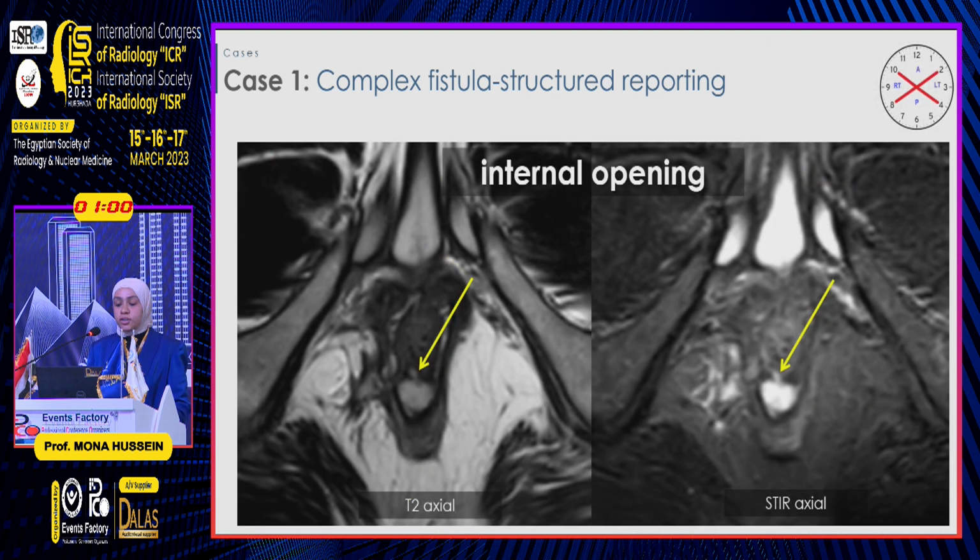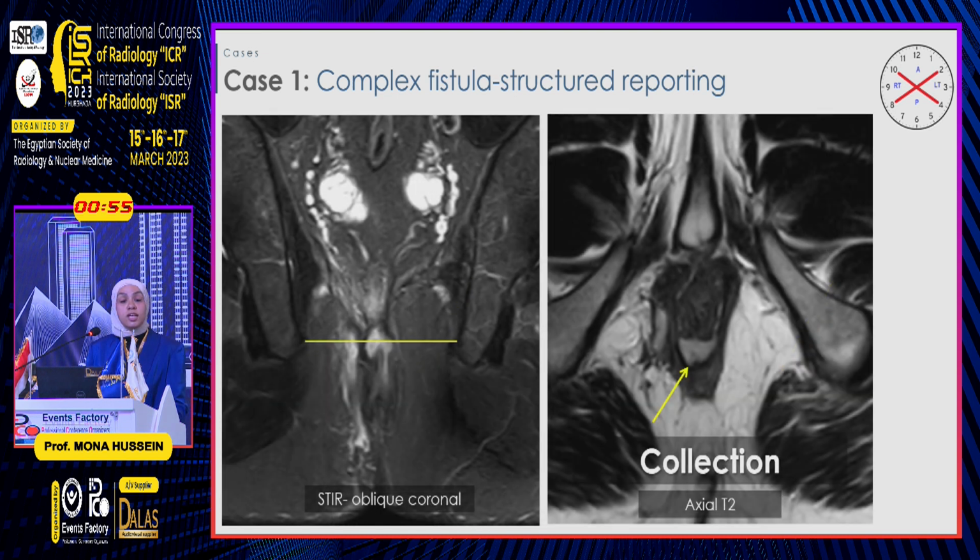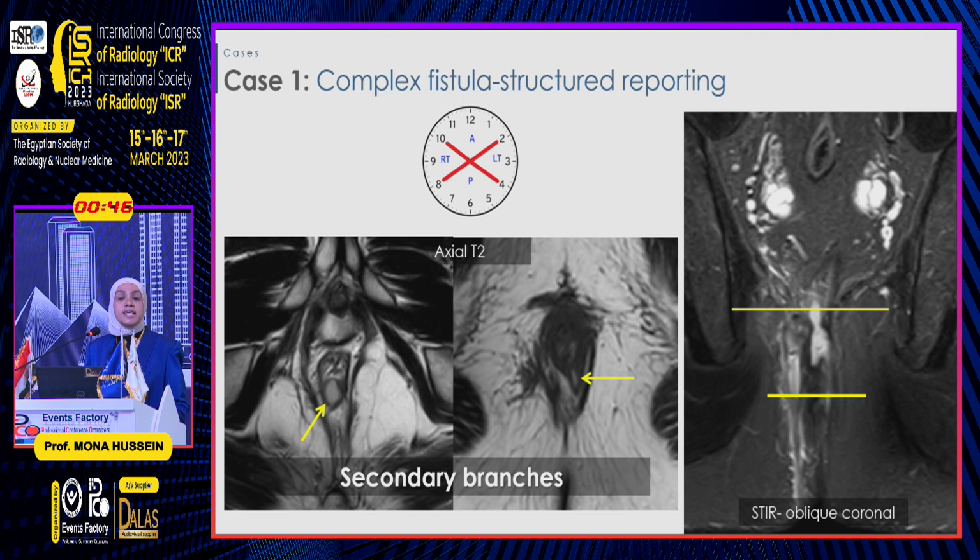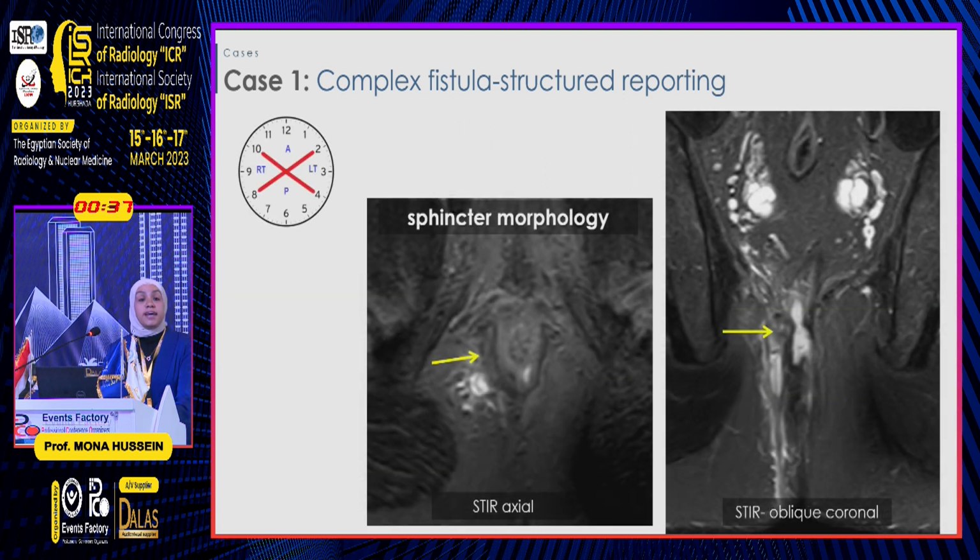It opens posteriorly by a single patent opening opposite 6 o'clock position, associated with a horseshoe collection within the intersphincteric plane, extending from 4 to 8 o'clock posteriorly. Two side branches, one is posterior supralevator opposite 6 o'clock position, and another is on the left lateral aspect opposite 5 o'clock position. For the sphincteric morphology, we can see edema affecting the right side of the external anal sphincter, extending for about 40% from 1 to 6 o'clock position.